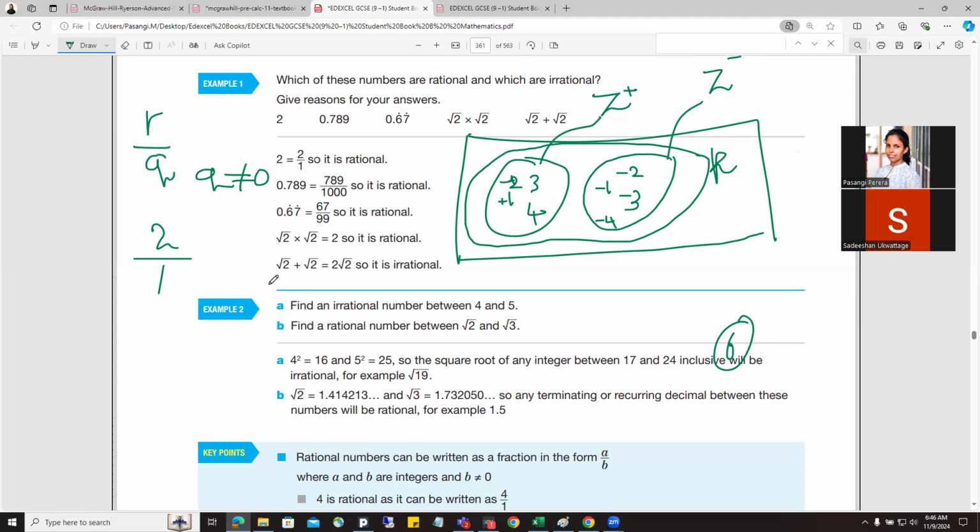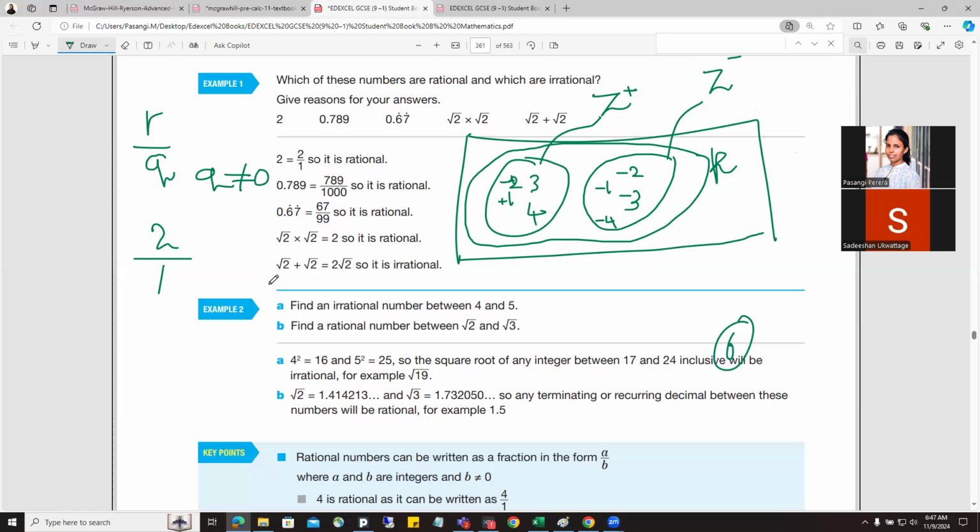Okay, find an irrational number between 4 and 5. We take 4 squared then 5 squared. 4 squared is 16 and 5 squared is 25. So we are taking the above number from 4 squared and the below number from 5 squared. Then we are picking the number between them. Miss, I wrote 20.